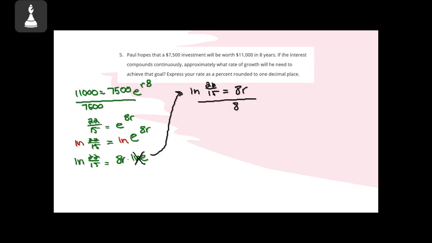So what I get is 0.0479, and we need to turn this back into a percent. If I times by 100, that's going to make it 4.79%, but it wants us to round to one decimal place. So that is 4.8%. On the next slide, again, I'll show you my Desmos so you can see my calculations.